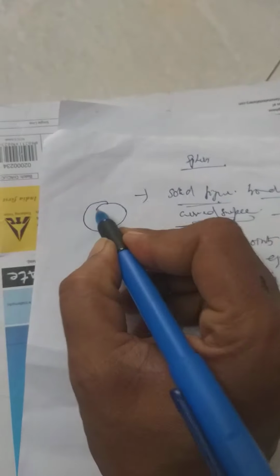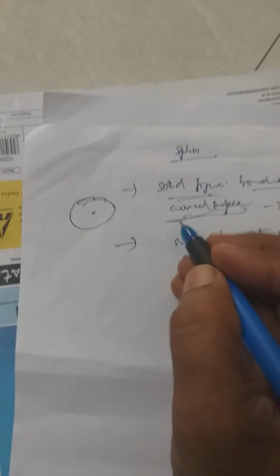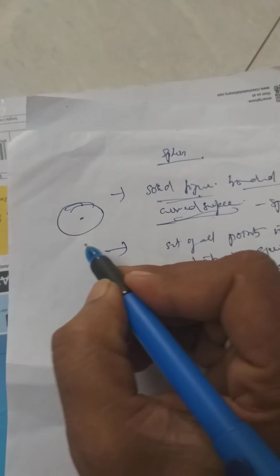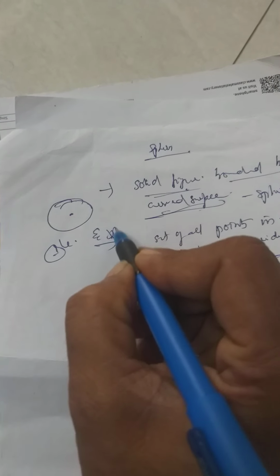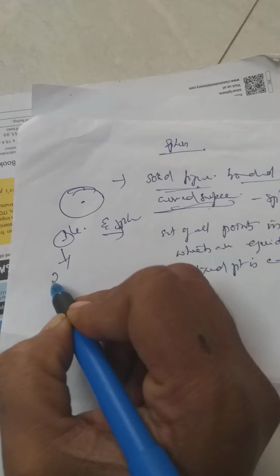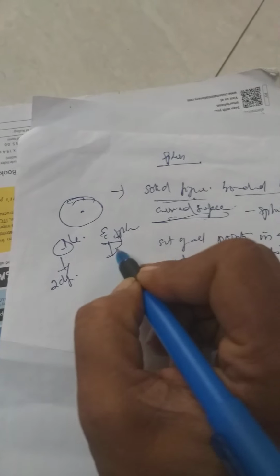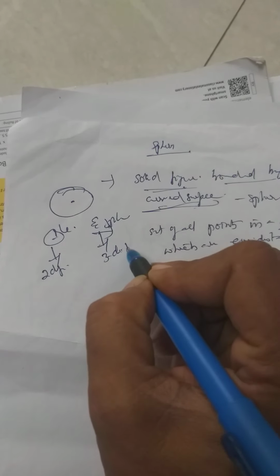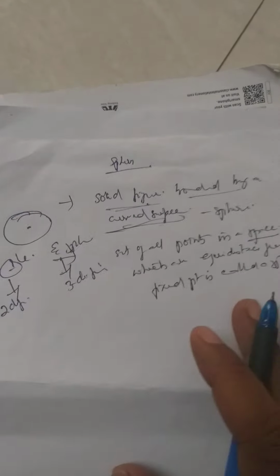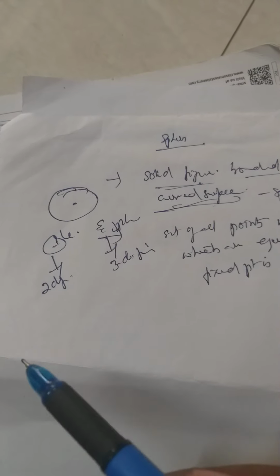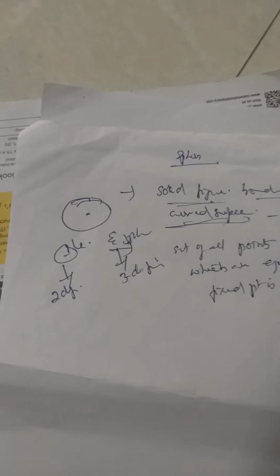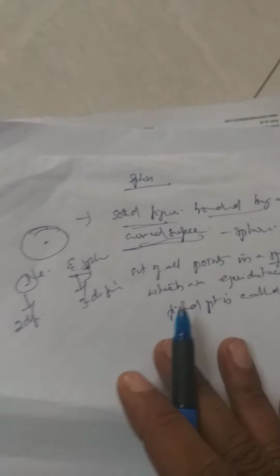Sphere means this one, right? This is called a sphere. Now this is not a circle. What is the difference between a circle and a sphere? A circle is a two-dimensional figure and a sphere is a three-dimensional figure, or three-dimensional object, you can say. The main difference is that a circle is a two-dimensional object, or you can say figure, and a sphere is a three-dimensional object.